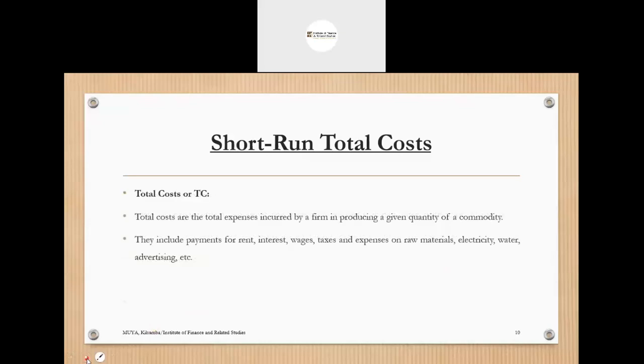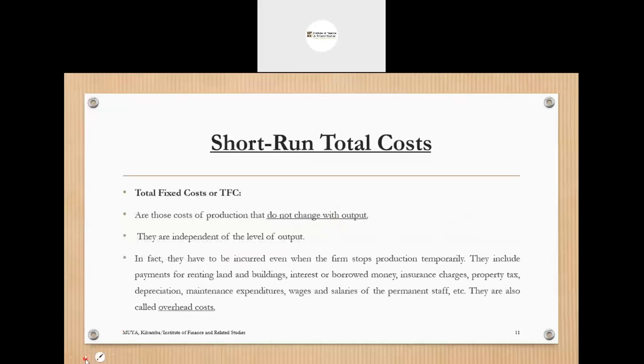What are total costs, which we shall be abbreviating as TC? These are the expenses that a farm incurs in producing a given quantity of a commodity. Remember we said the total cost is made up of both the fixed cost and the variable cost. And this cost would include expenses such as rent, wages, interest, taxes, and so forth.